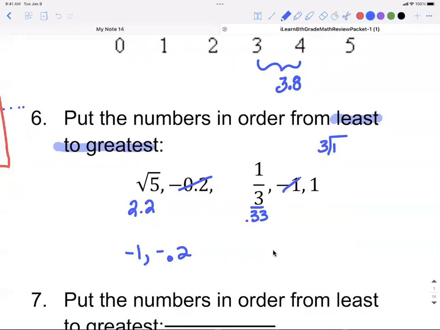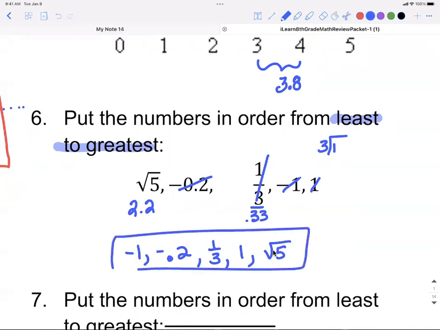Well, 0.3 is definitely the next one, but I'm not going to put 0.3. I'm going to put 1/3 because that's the actual number I was asked about. And then next, I'm going to put the whole number 1. And then last, I'm going to put the square root of 5 because I estimated it to be 2.2. And that is the list of terms least to greatest.